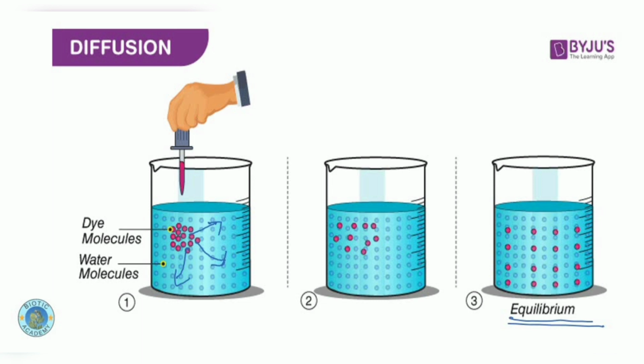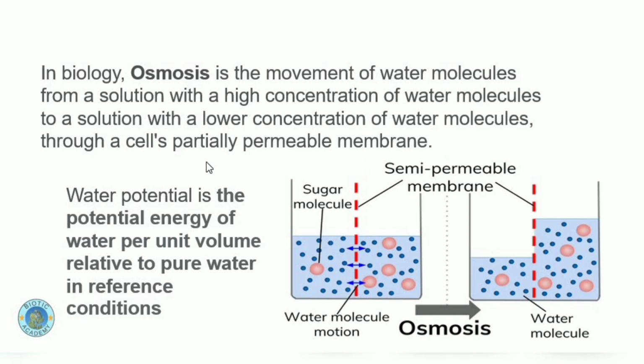Now, along with diffusion, you must have heard another term, that is osmosis. What is osmosis? Osmosis is quite similar to diffusion, but here the movement of water molecules is in focus. In diffusion, we talk about the movement of ions or gases. But in the case of osmosis, we talk purely about the movement of water molecules from a solution with a high concentration of water molecules to a lower concentration of water molecules.